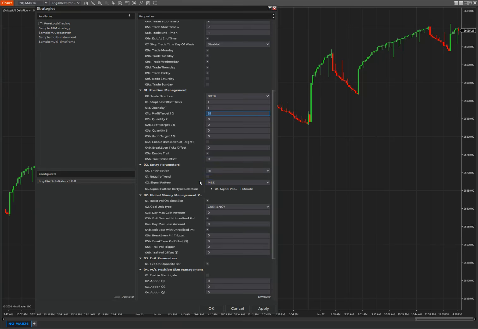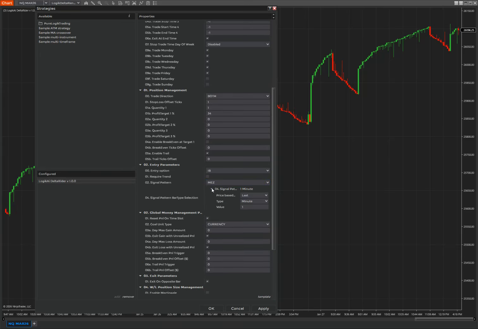I'm going to disable that, and the signal pattern is I'm using market efficiency zone. Now, this is where your entry is calculated from. I have market efficiency zone, engulfing, and 3, which just stands for a 3-candle pattern. For the NQ, I like to use this on a 1 minute. It's actually a 1 delta time. So I'm going to leave this at 1 here.